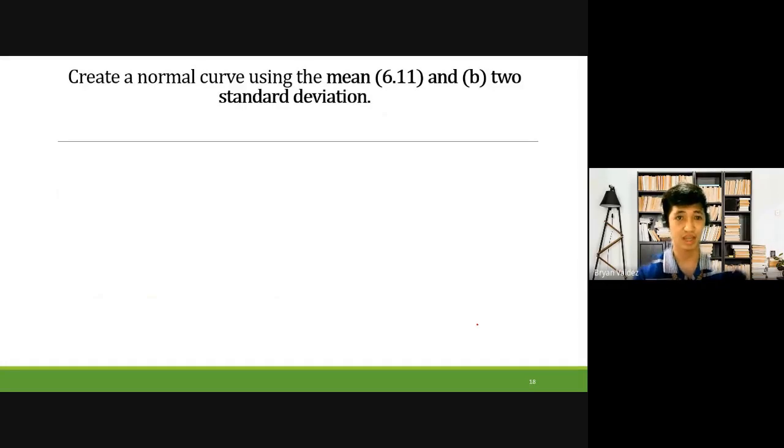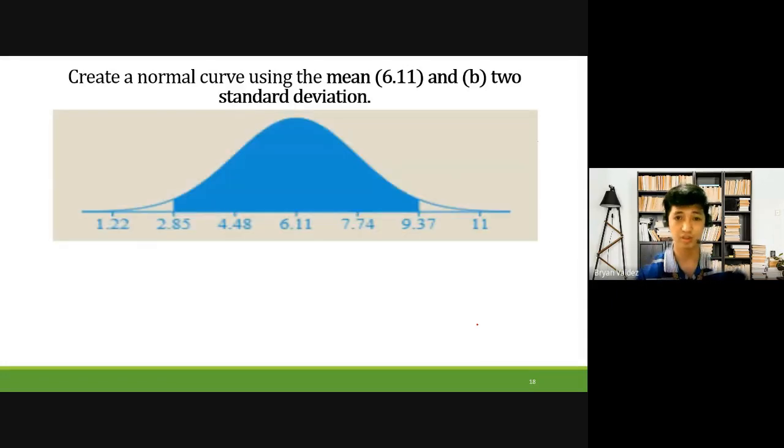So, next one. Ayan. So, create a normal curve using the mean and letter B, the 2 standard deviation. Meaning 2 standard deviation away from the mean. So, this is our normal curve. Then the center is the mean, which is 6.11. So, we need 2 standard deviation. Kanina, 6.11 plus the standard deviation, that's 7.74. That's one standard deviation away, no?